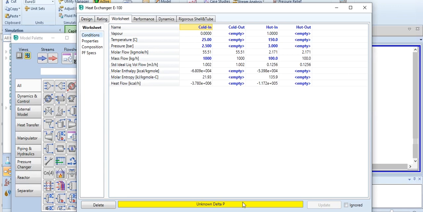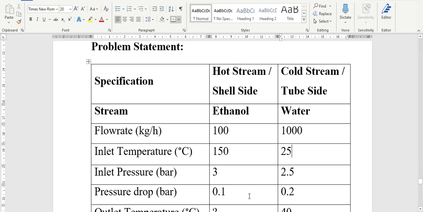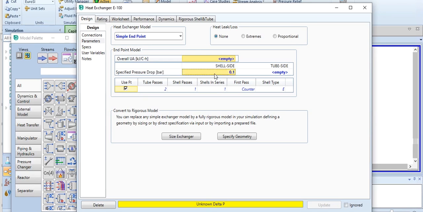It's asking for the unknown delta P. Obviously, you can define the unknown delta P over here directly as well, as we have done in the heater block or cooler block. Or you can go to design, parameters, and specify the pressure drop over here. In this exercise, we will specify the pressure drop over here, and in the next exercise, which will be our rigorous exercise, we will define the pressure drop in the worksheet. So the pressure drop at the shell side is 0.1 bar and at the tube side it's 0.2 bar.